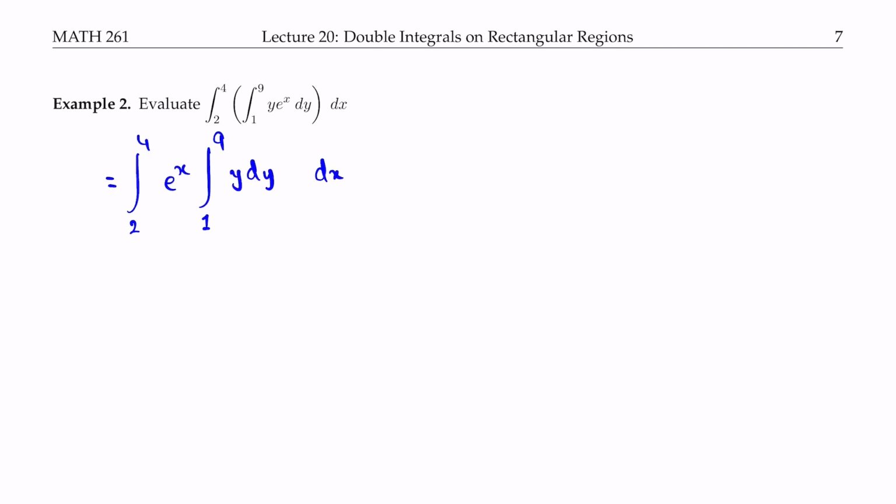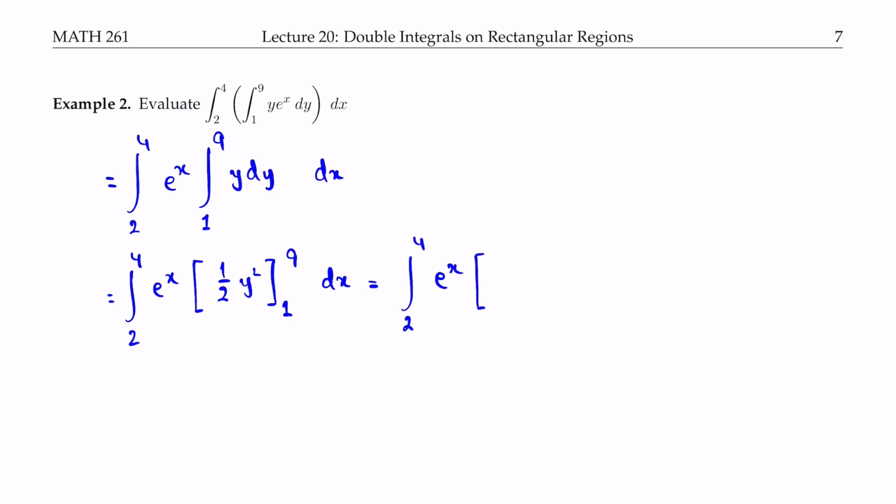So the antiderivative of y is 1/2 y squared. Here you get the integral from 2 to 4 of e to the x times 1/2 y squared, evaluated at 1 and 9, dx. So the integral now is equal to the integral from 2 to 4 of e to the x times 1/2 of (9 squared minus 1 squared) dx. And if you evaluate this expression, we're going to get 40.